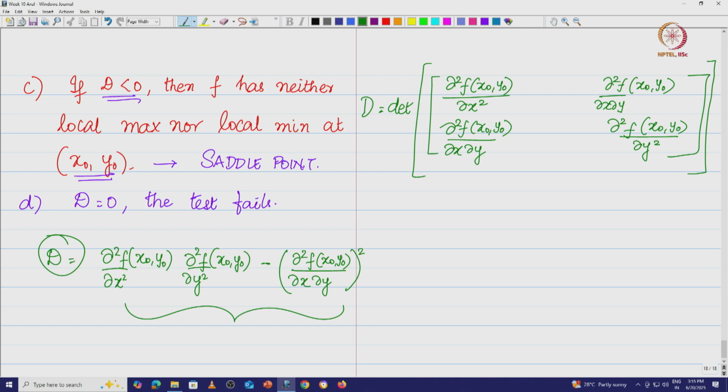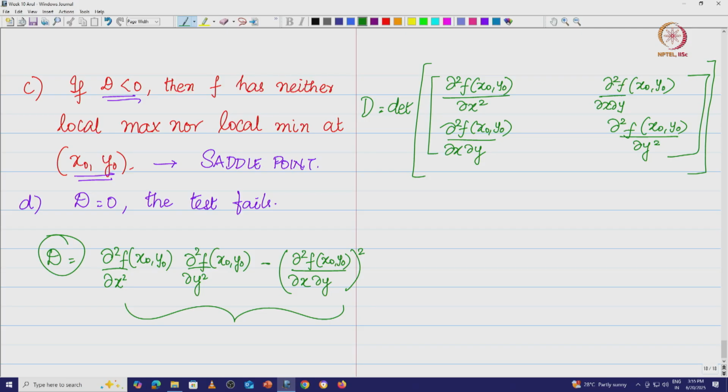So, what we are going to say is we are going to look at this. If the Hessian is positive definite, then you have a local minima at that point, let us say (x naught, y naught). If the Hessian is negative definite, then you are going to have a local maxima. When the determinant is negative, then you are going to have neither a maxima nor a minima.